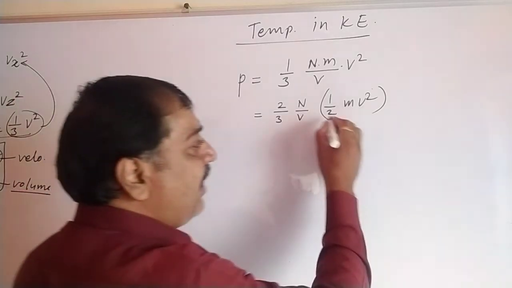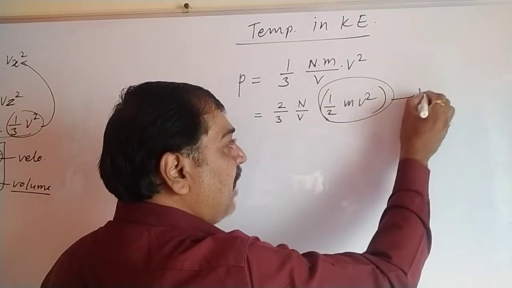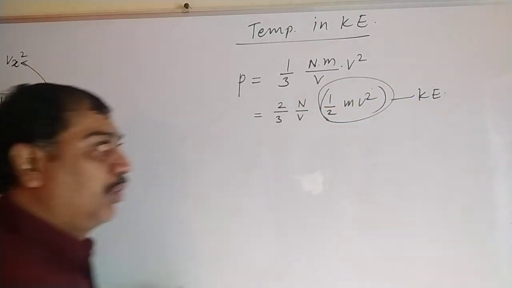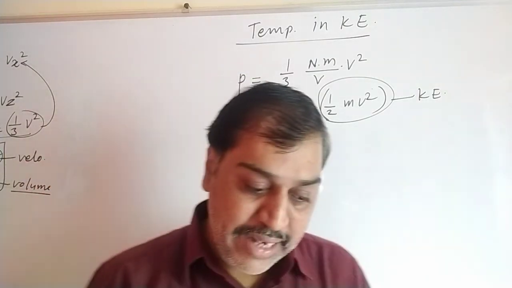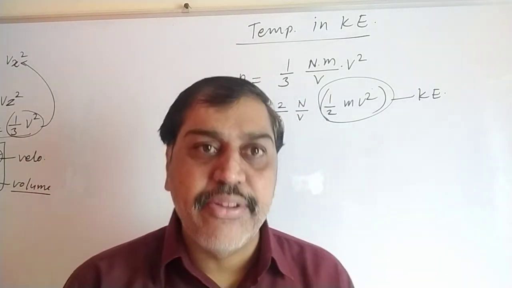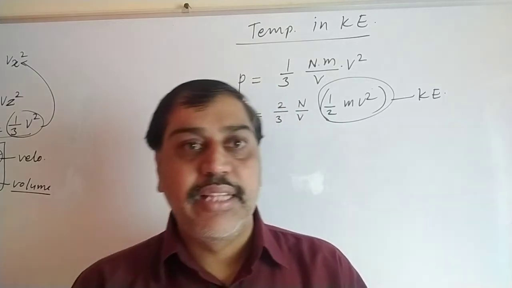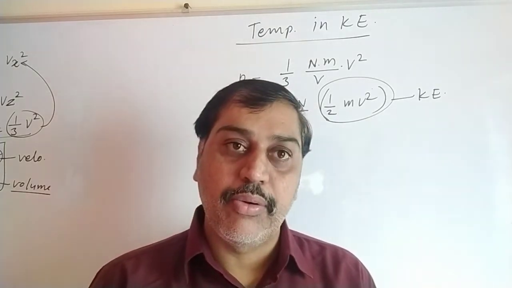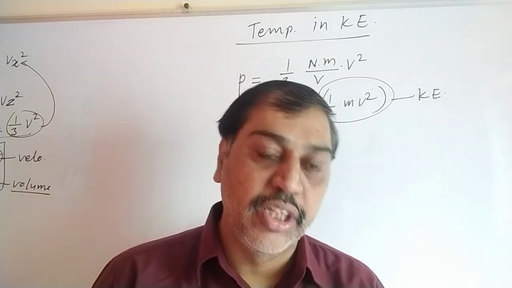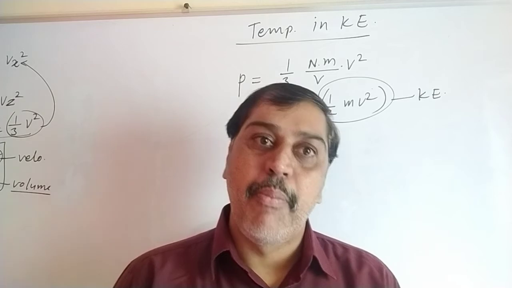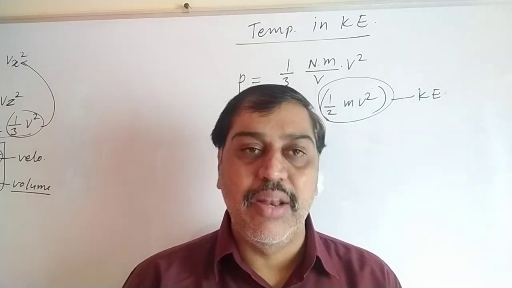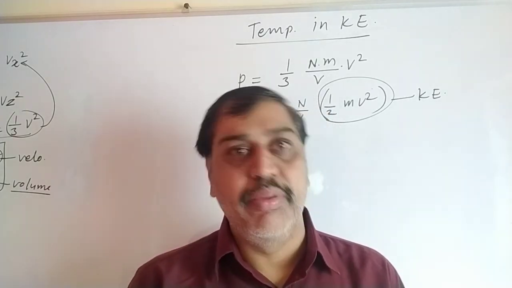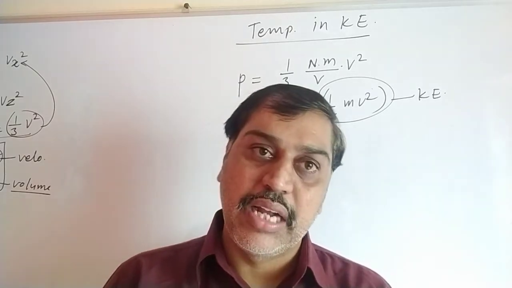Now we know this bracketed term is the kinetic energy in translational motion. In the case of an ideal gas, the molecules are continuously moving and colliding, and after each collision their velocity keeps changing. What does it mean? The molecules in an ideal gas don't have potential energy, they always have kinetic energy. They never stop, they are continuously moving, so they have only kinetic energy.